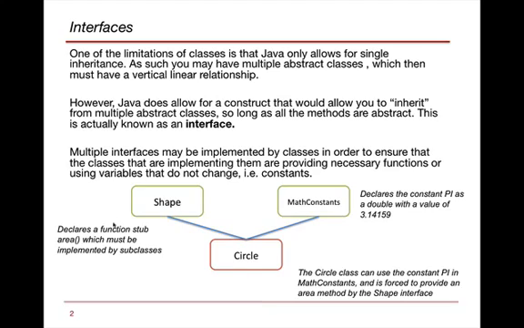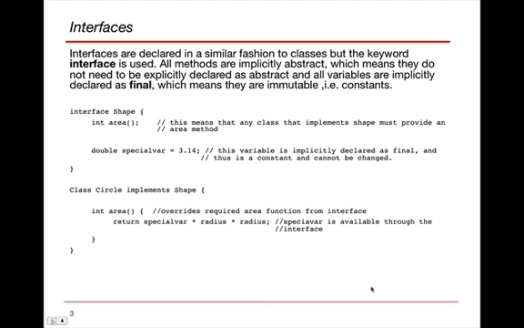So I have two different types here. I have shape, which before, as we had seen, declares a function stub called area, which must be implemented by subclasses. So since circle extends shape, it must provide an area method. And then I have this other one called math constants, which declares this constant pi, which actually is already created for you, but I'm just using it as an example. Java does have a math constants interface already. The circle class can use the constant pi in math constants and it is forced to provide an area method by the shape interface. So how does this look?